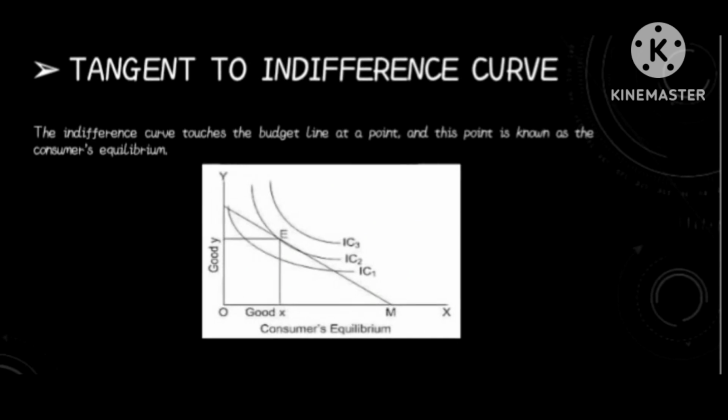Okay, number 4 is the tangent to the indifference curve. The indifference curve touches the budget line at a point, and this point is known as the consumer equilibrium. E point shows the consumer equilibrium, and budget line is the downward sloping line. Good X and good Y are on the x-axis and y-axis. Alright, so how to build a budget line? Let's see a short video, and then you will be able to understand the concept of budget.